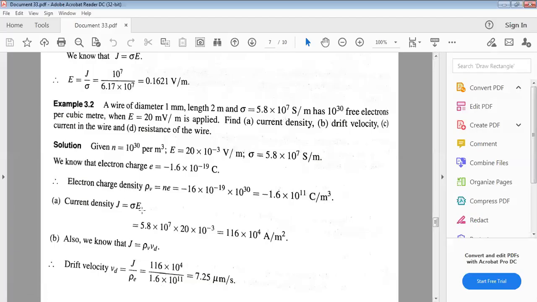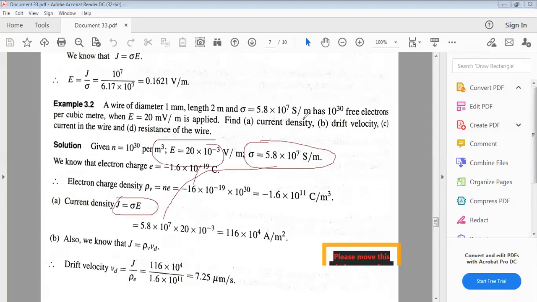Okay. According to the problem statement, first, current density J. Current density J equal to sigma E, right? Sigma value is how much? Sigma is 5.8 into 10^-7, into E, which is 20. When you multiply, we get the current density directly. Okay, that is over.